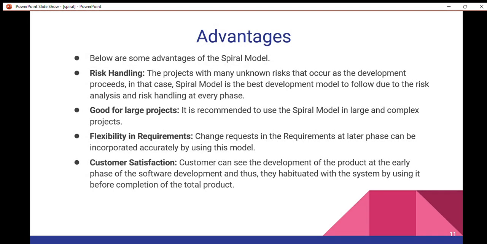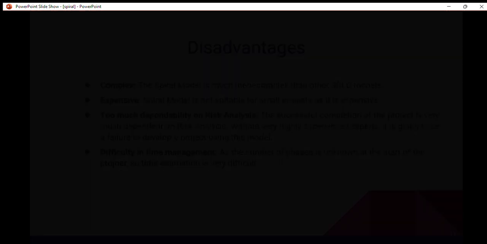What are the advantages of the spiral model? Risk handling, good for large projects, flexible requirements, customer satisfaction. The first point: for projects with many unknown risks that occur as the development proceeds, the spiral model is the best development model to follow due to the risk analysis and risk handling at every phase. Second point, it is good for large projects. It's recommended to use the spiral model for large and complex projects. Flexibility: change requests and requirements at a later phase can be incorporated accurately by using this model. Customer satisfaction: customers get habituated to the system by using it before the completion of the total product.